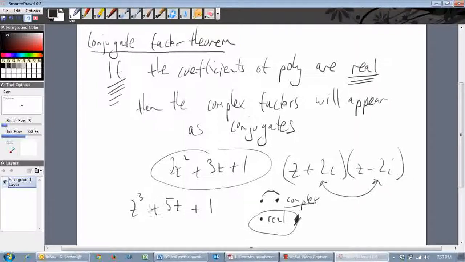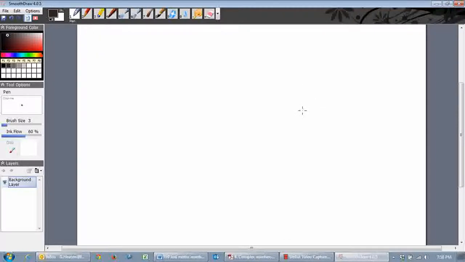So anytime you've got a cubic with real coefficients, you will get a conjugate pair of complex solutions plus 1 real solution. If you've got a z to the 4 with real coefficients, then you could have 2 complex and 2 real. You might have 4 real. There are different situations, but just remember that if you get any complex solutions, then they'll appear as conjugates if the coefficients are real. A really important result that I'll talk to in one class. So let's start doing some examples. Let's start to do some factorization.